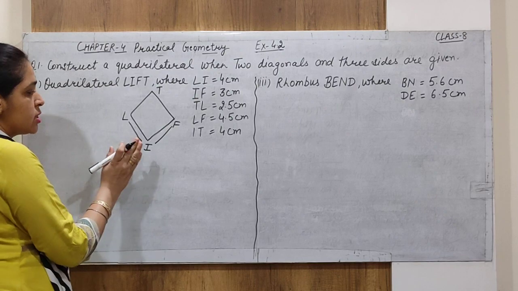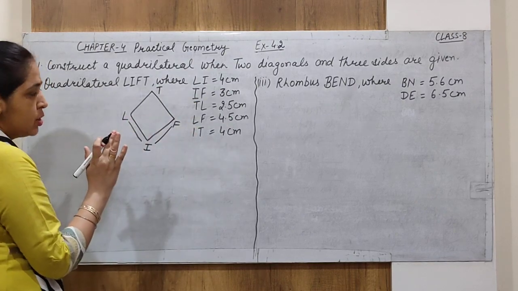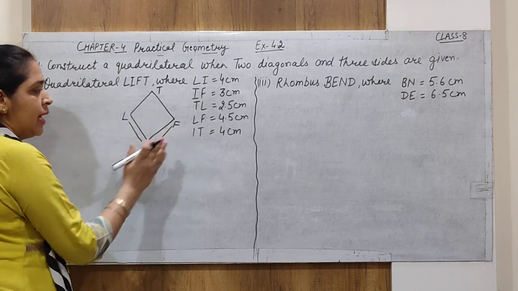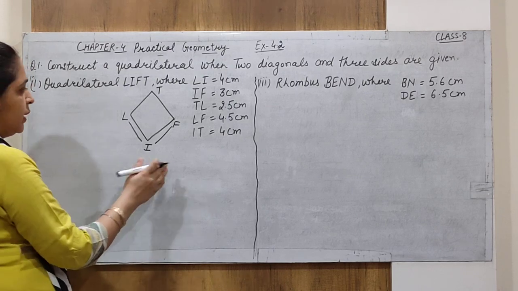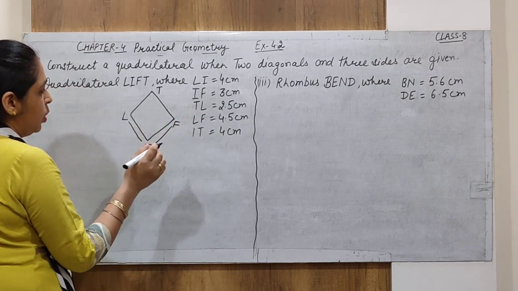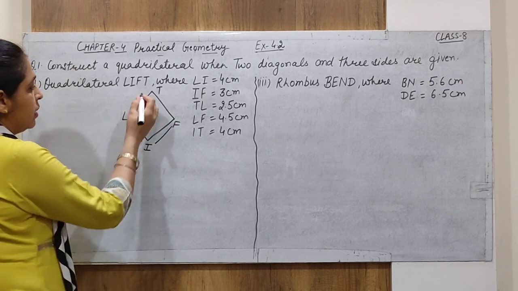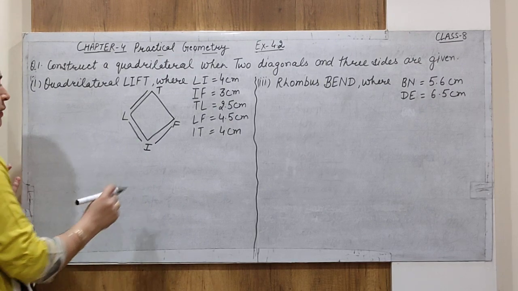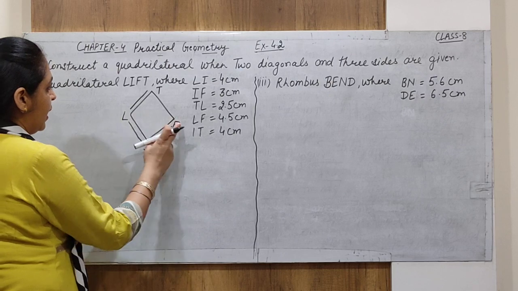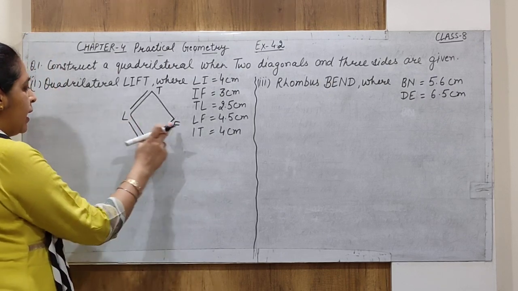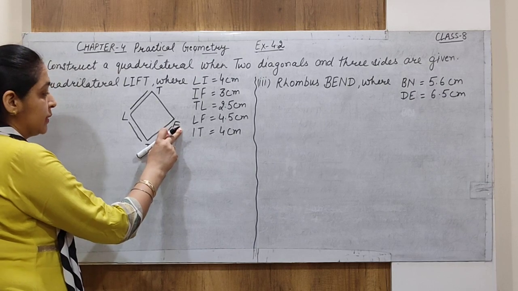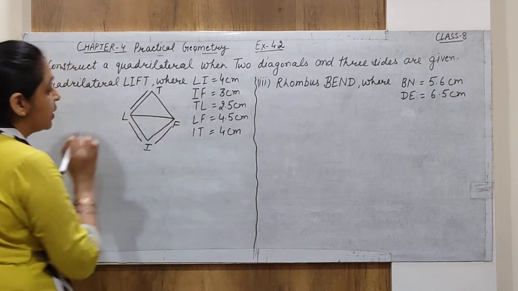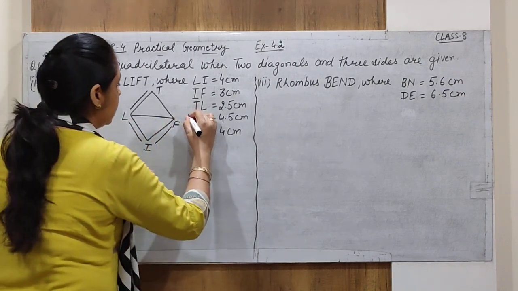Now this is the rough sketch. It is not drawn according to the measurement of the lengths. We will draw it according to the measurements later with the help of the compass and the scale. Now next is TL. TL is again a side of the quadrilateral. The next is LF. LF is not a side. L and F are opposite vertices, so when we join L and F, we get a diagonal. So this acts as a diagonal.